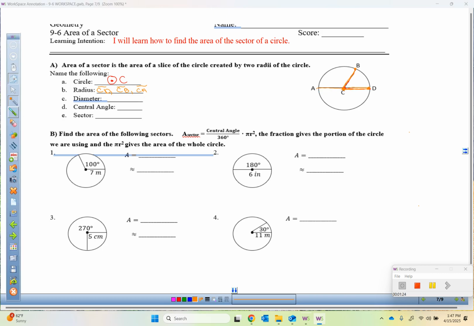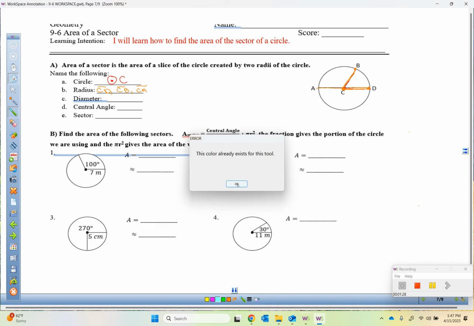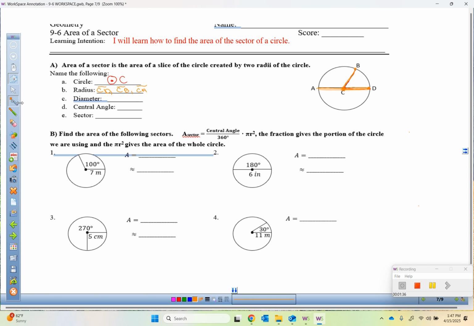And the diameter, if we remember, goes all the way across the circle, and it crosses through the center. In this case, an example of a diameter would be segment AD. It starts at A and ends at D. It does go through C, but remember, when you name a segment, you just need 2 points. It has to go all the way to D.